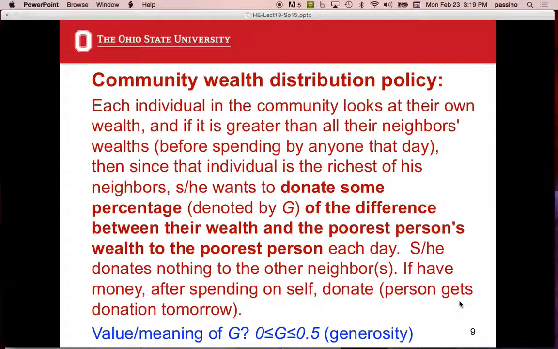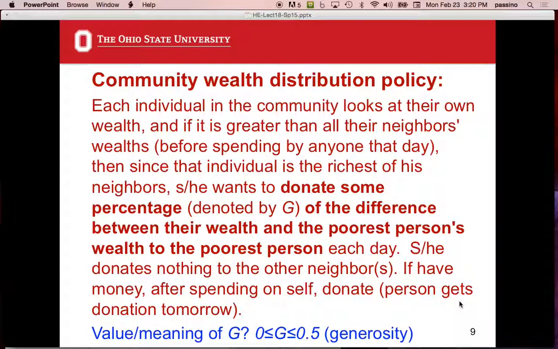Well, here's our policy. Each individual in the community is going to look at their wealth. They're going to look in their pocket, let's say. If it's greater than all their neighbors' wealth before spending by anyone that day, then since that individual is the richest of their neighbors, she or he wants to donate some percentage, denoted by G, of the difference between their wealth and the poorest person's wealth to the poorest person. Okay? Tyler looks at Nick and me, says, I'm the richest guy. I'm going to take the difference with the poorest. Let's say that's me. His amount of money subtract my amount, multiply by G, and that money he's going to give to me. Okay, so I get richer, he gets poorer. Nick's money stays the same. He just chose to donate to the poorest.